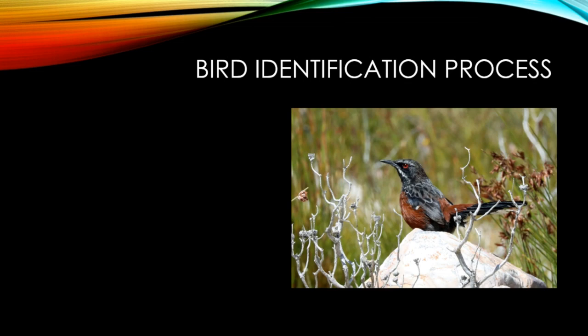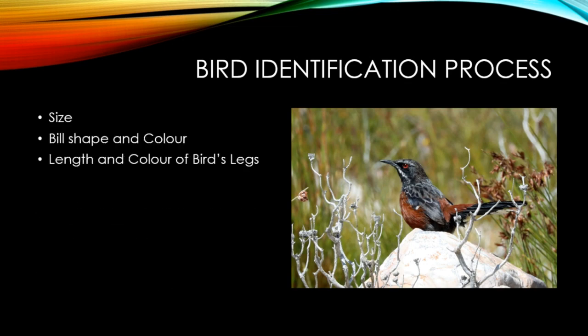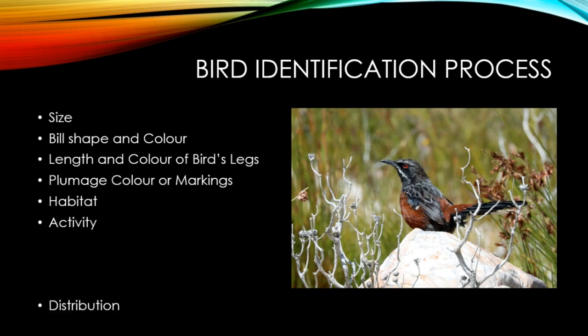So basically the process, I'm going to go through this quite quickly so we can break them down. Firstly would be the size of the bird, and then you want to look at the bill shape and color, which is quite an important one. The length and color of the bird's legs, plumage color or markings on the bird, what habitat it's in, what it's doing, what its activity is, and where it occurs, what's its distribution.